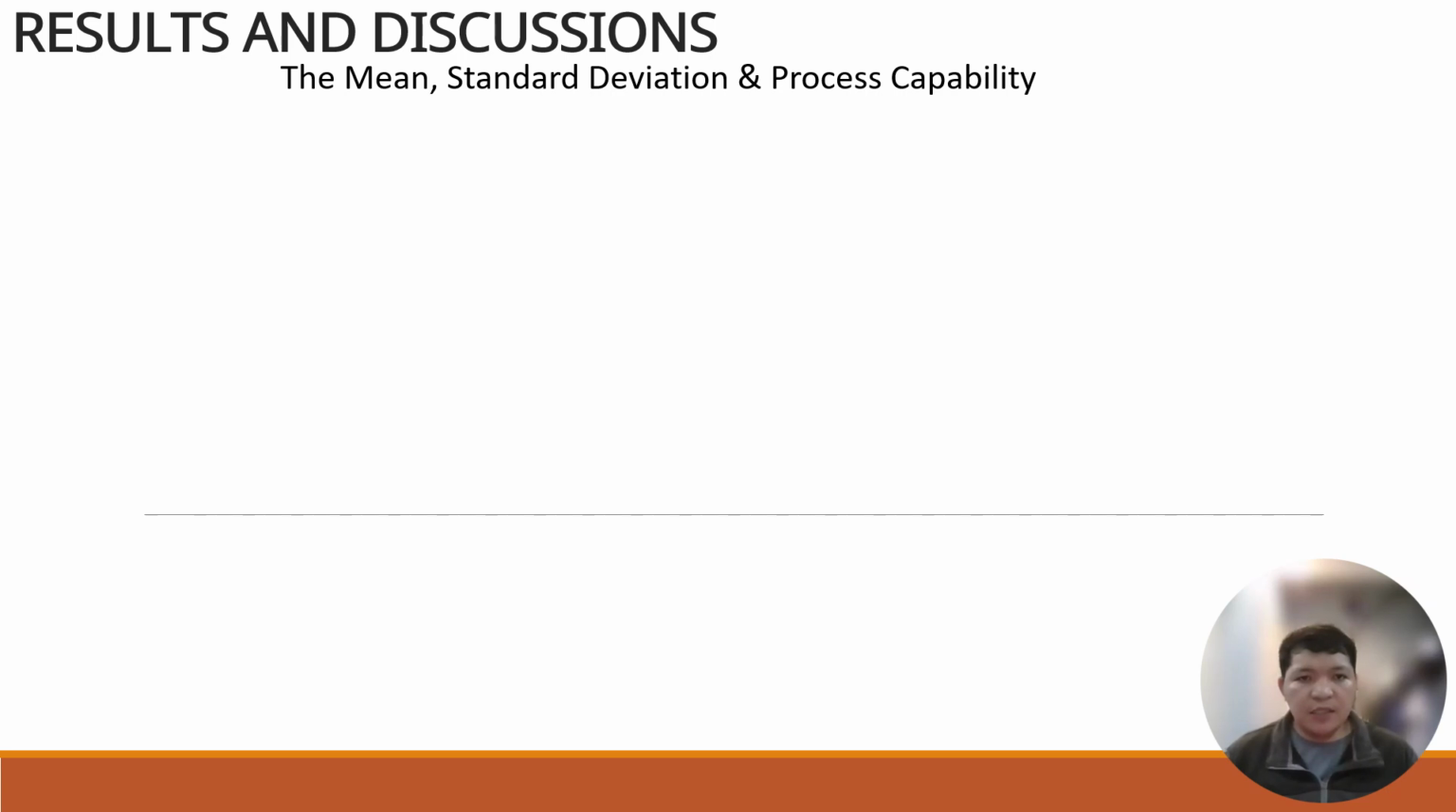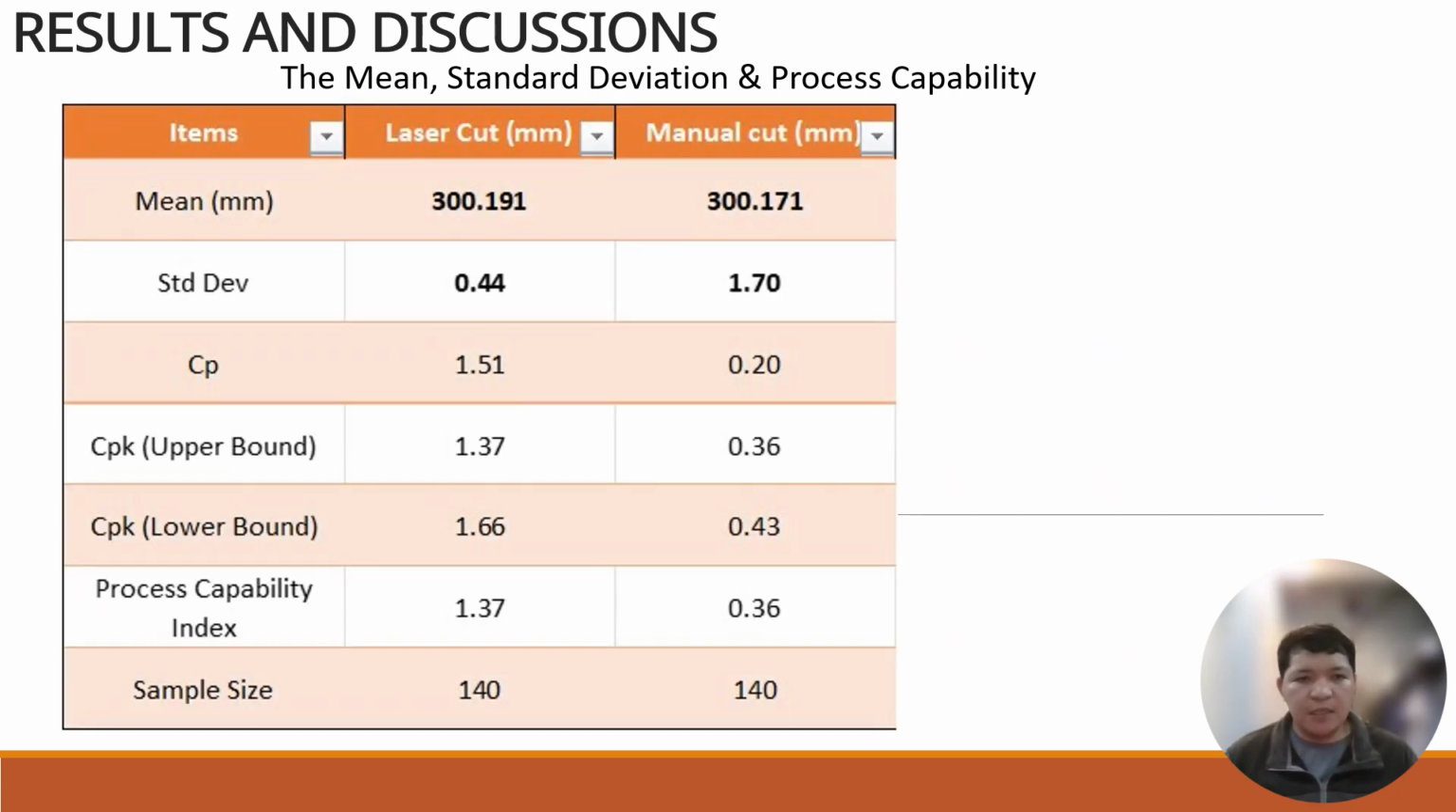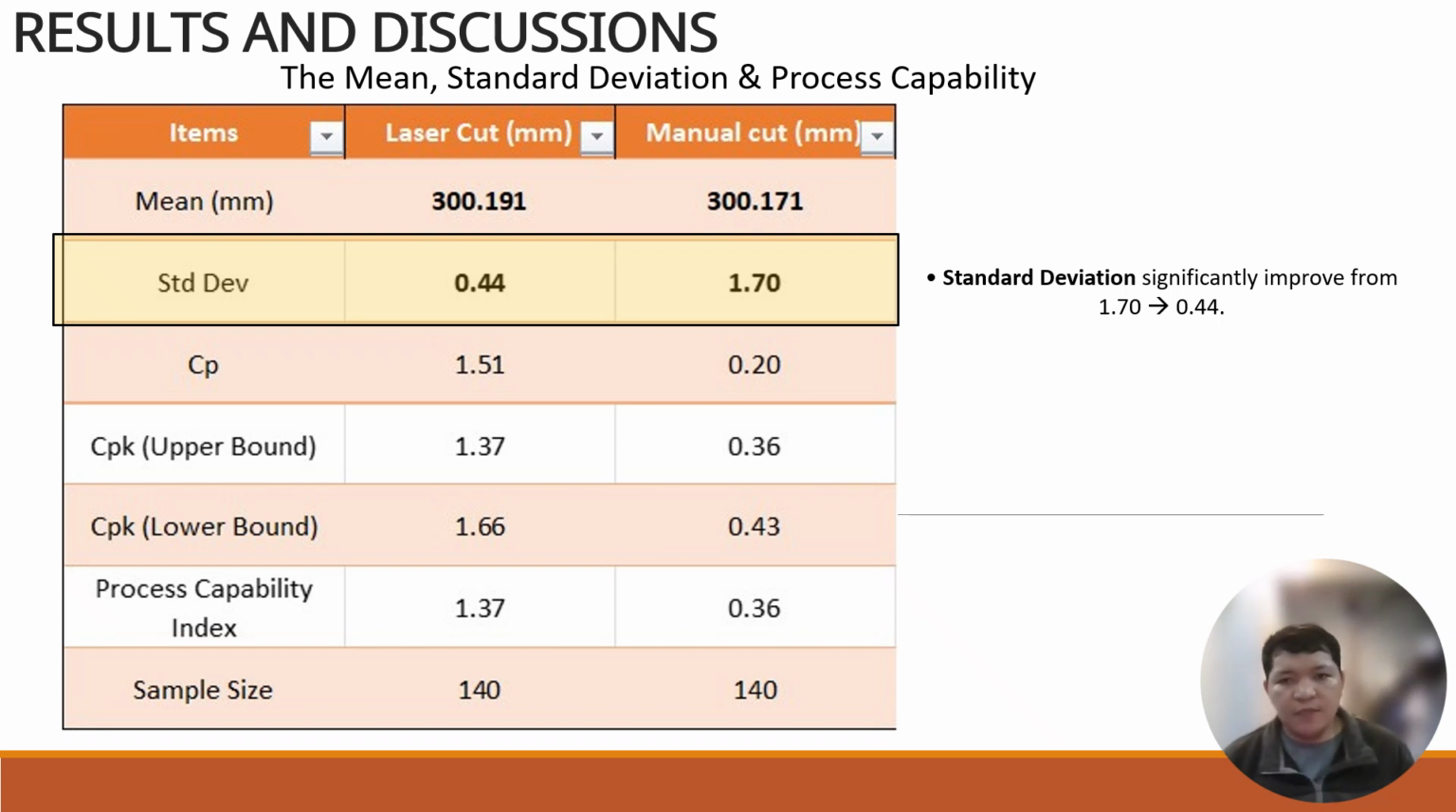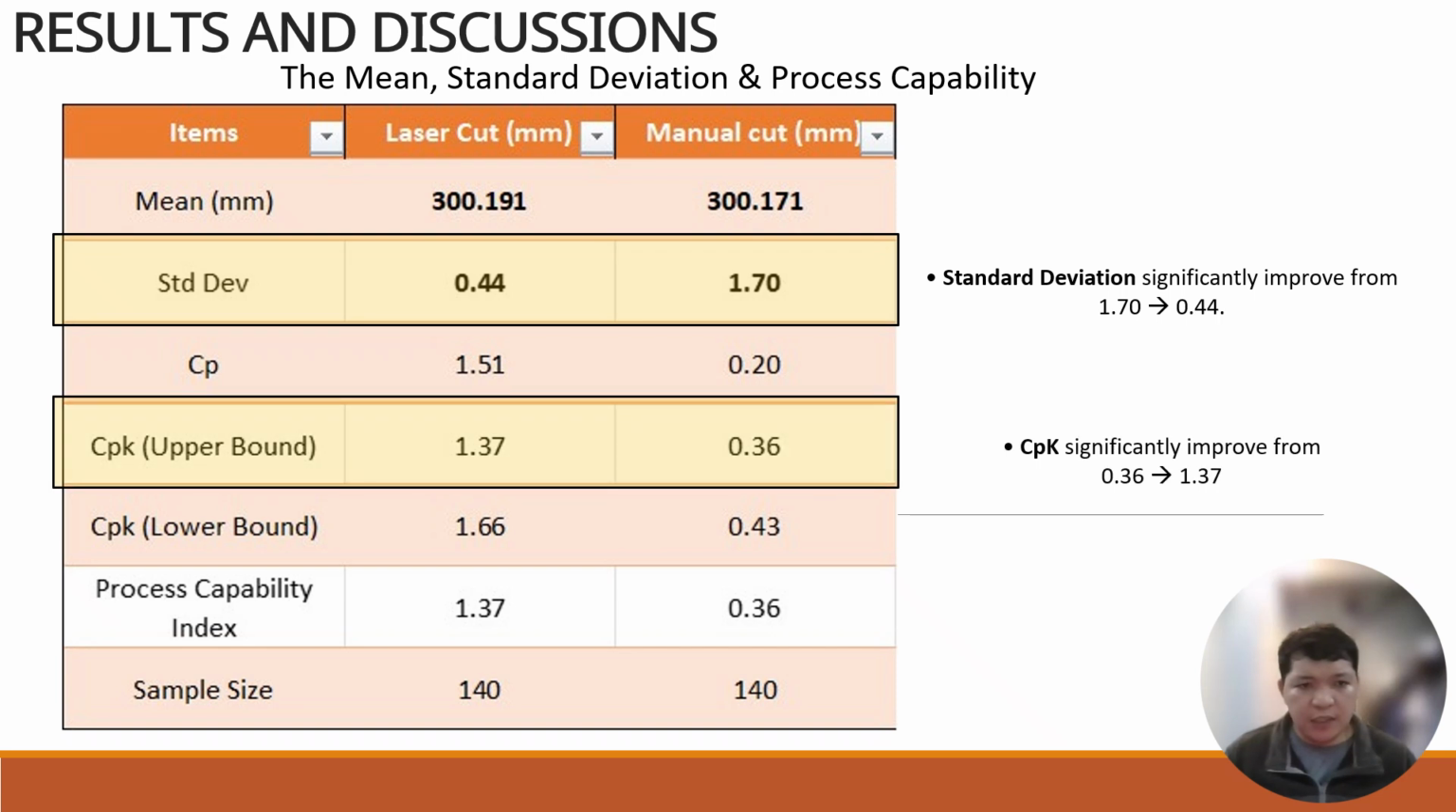So for the mean, standard deviation and CPK or the process capability, the standard deviation has significantly improved from 1.70 of the manual cutting going to 0.44 for the laser cut. And also for the CPK, we have significantly improved from 0.36 going to 1.33. So as we can see, the laser cutting process has a clear process capability to achieve the condition of this laser cutting or the cutting of the materials.